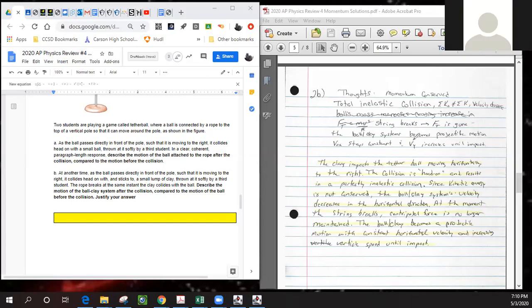Okay, all right. Okay, so some thoughts here. Total inelastic collision. Therefore, kinetic energy changes, right? So the velocity of the tether ball before and after, it was going to slow down after because it's an inelastic collision. Velocity decreases. The string breaks. Therefore, centripetal force is gone. Okay, so after the string breaks, the ball becomes projectile motion. Okay, now velocity in the x direction stays constant, right?